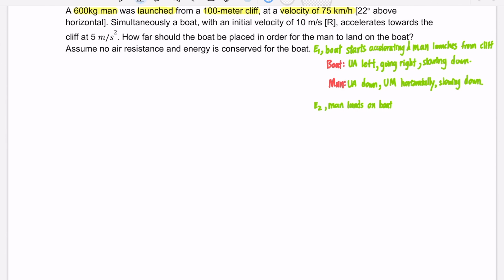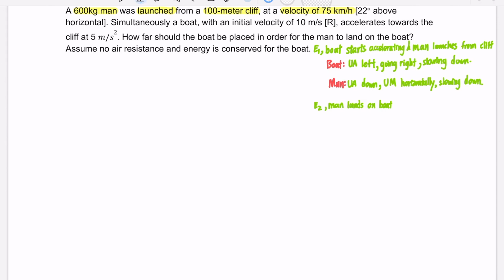Event 1: the man launches from the cliff and the boat starts accelerating. The motion for the man is uniform acceleration down, uniform motion right, going up at an angle and slowing down. The motion for the boat is uniform acceleration left, going right and slowing down. Event 2: the man lands on the boat.